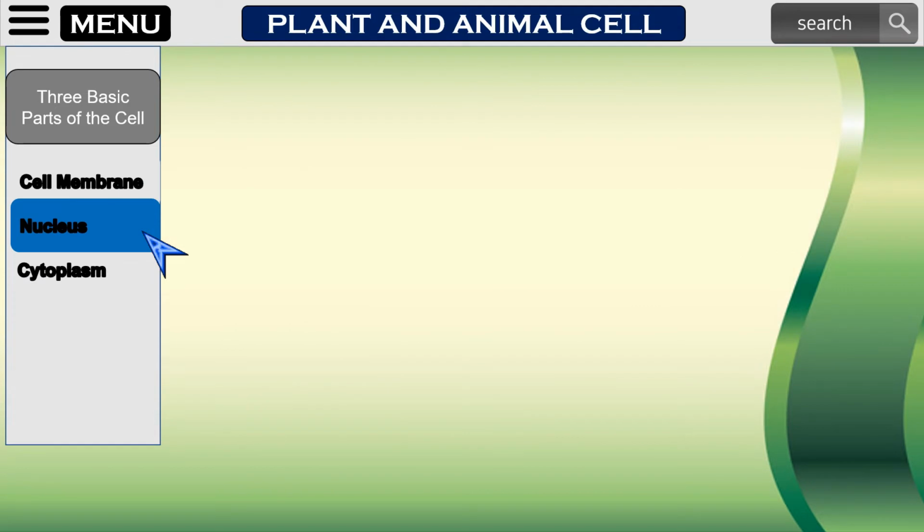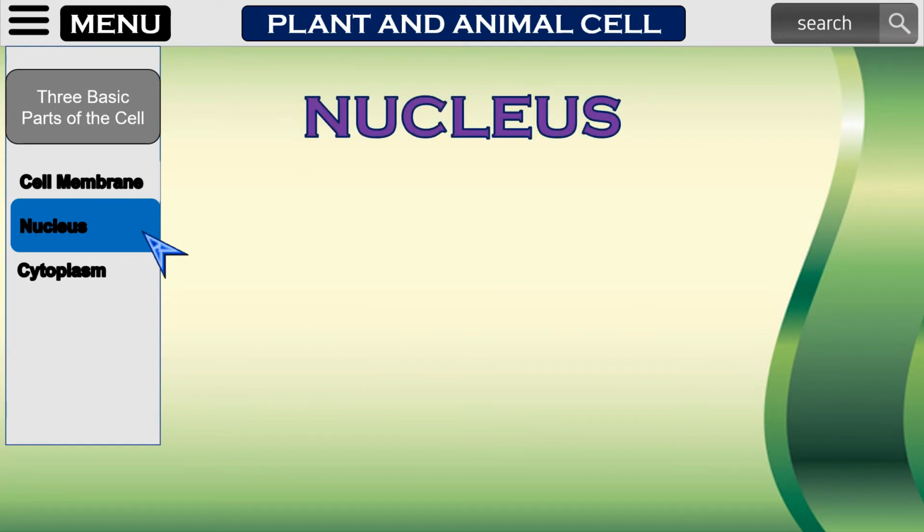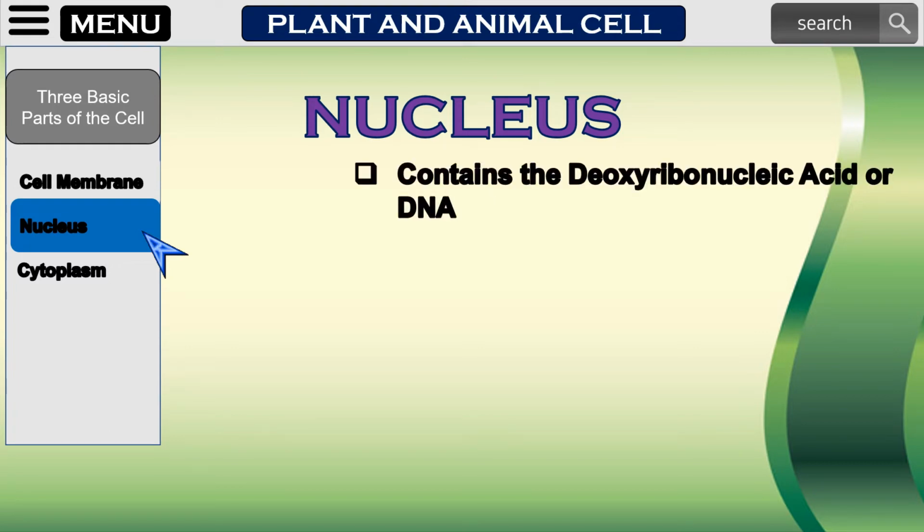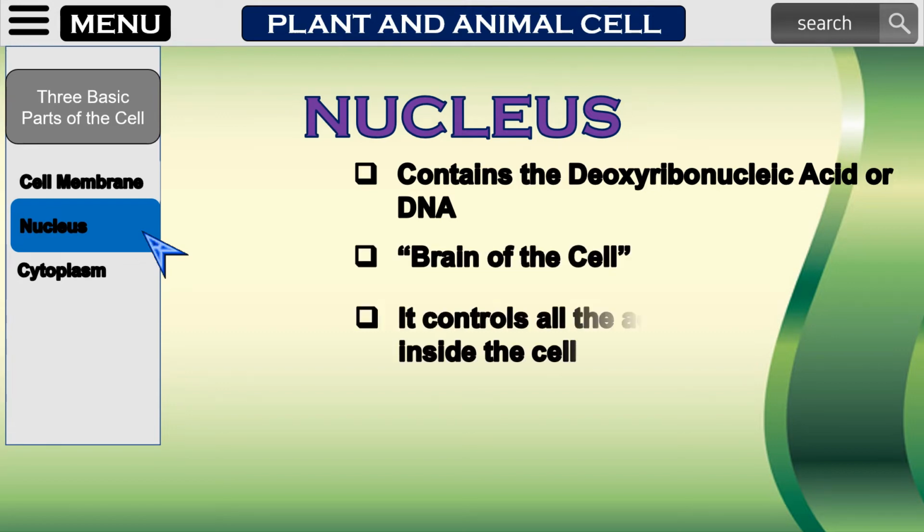The next part is the nucleus. The nucleus is the most noticeable part of the cell. It appears circular or oval in shape. It contains the deoxyribonucleic acid or the DNA, which is the hereditary material that carries genetic instruction in all living things. It is called the brain of the cell because it controls all the activities occurring inside the cell.